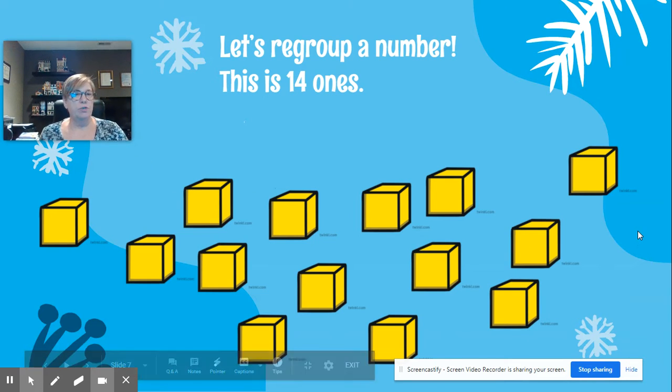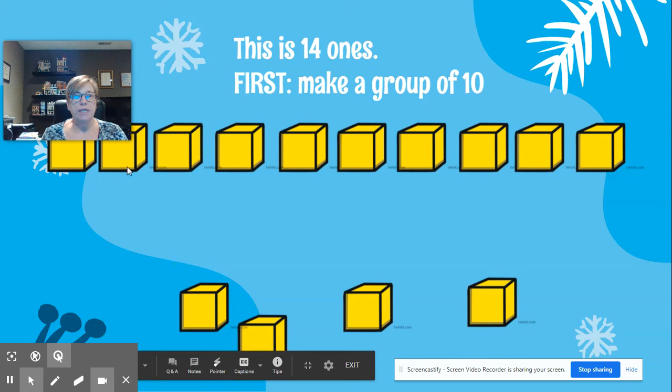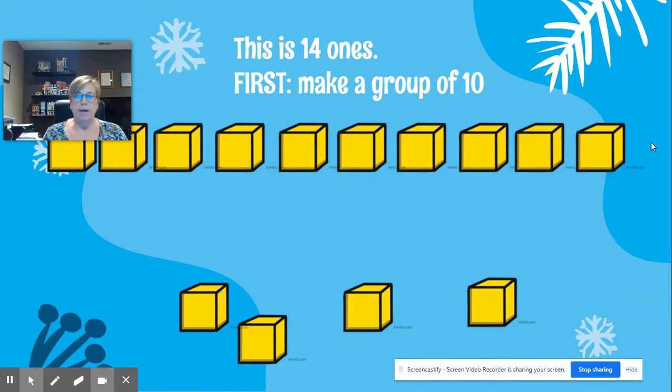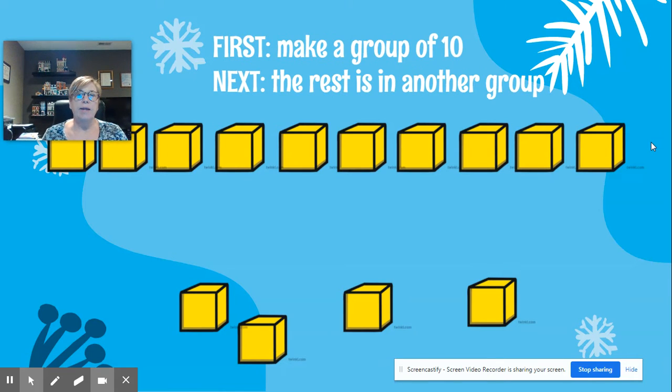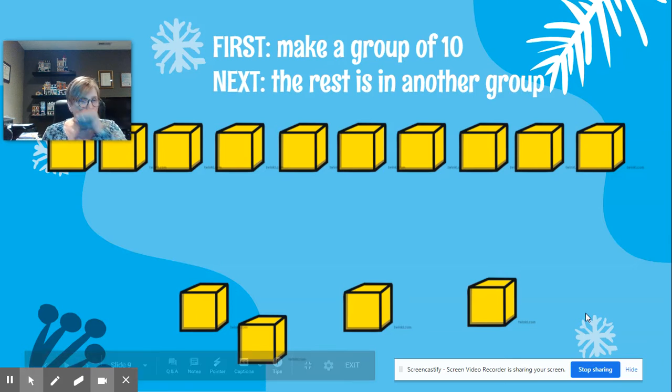Now let's regroup a number. We're going to try that. This is 14 ones. There are 14 cubes here. Now we're going to regroup this number and show it another way. The first thing you should do is make a group of 10. Here are 10 cubes all lined up. And then next, the rest is in another group. So here's 4 in the other group.